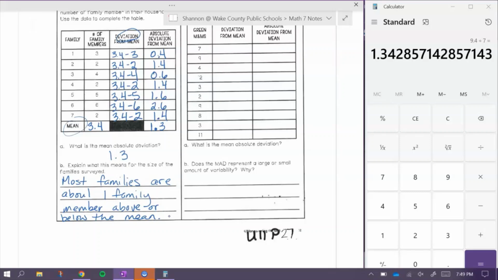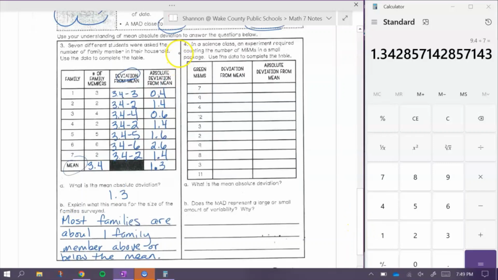All right, what I want you to do is pause the video. I want you to do the same thing we did for number 3, do that in 4. The only difference in this one is there's one less column, the column of the person that was asked. So this is your data set, the green M&Ms. In the science class, an experiment required the number of M&Ms in a small package, and these are the numbers that were green in each of their packages. So find your mean, subtract, and then find your mean again. Pause, do that, and then come back.